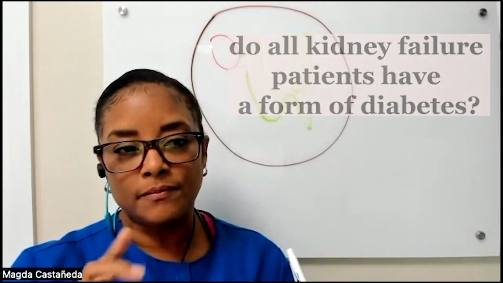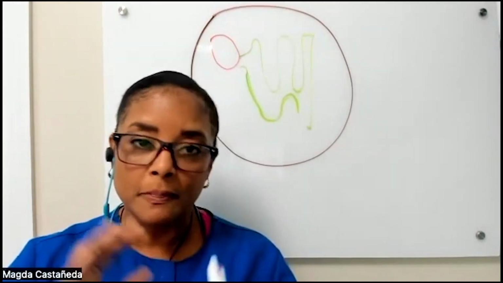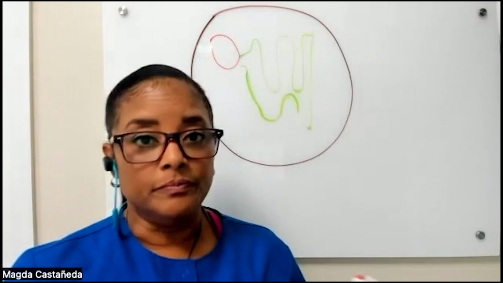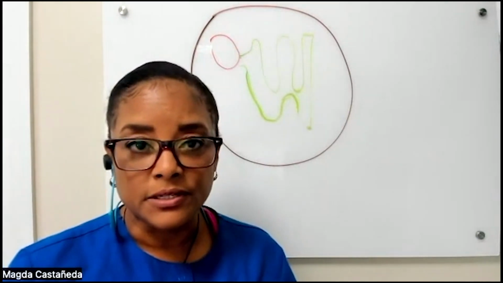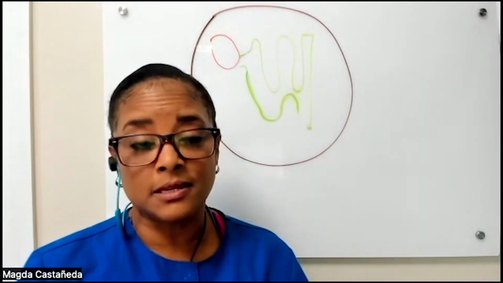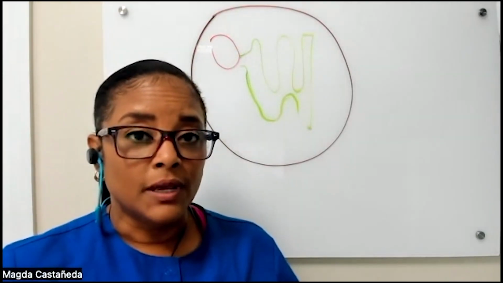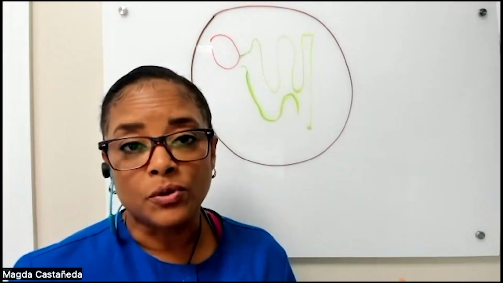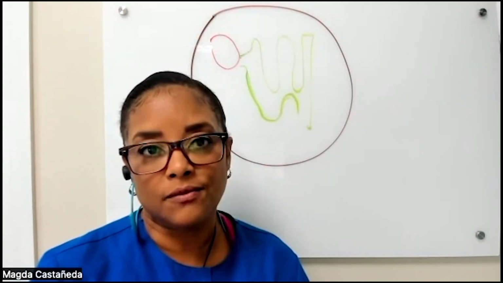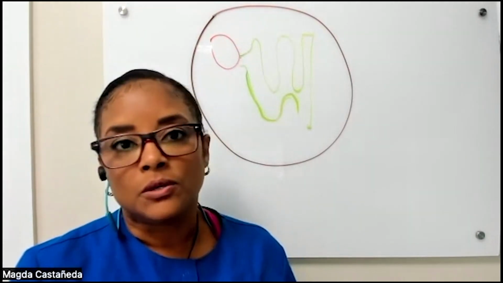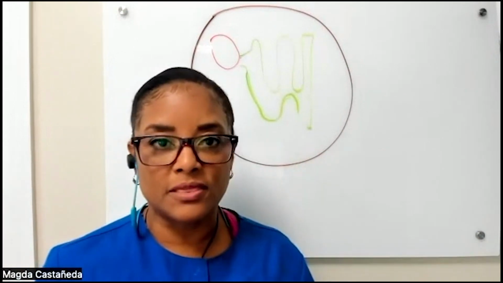So I want to start from the second question there. Do all kidney failure patients have a form of diabetes? And the answer is no. Only about 38% of our kidney failure patients have diabetes. Diabetes type 2 is the number one cause of kidney failure, but it only accounts for about 38% of the patients that you will see at the clinic with kidney failure. So the other reasons could be high blood pressure, glomerular diseases, lupus, different things.